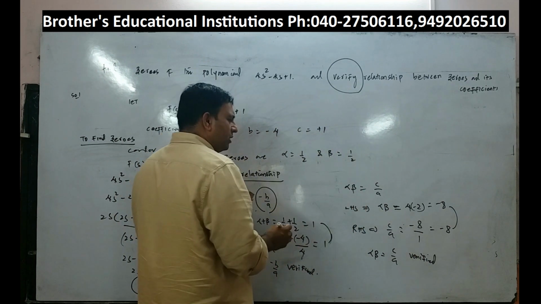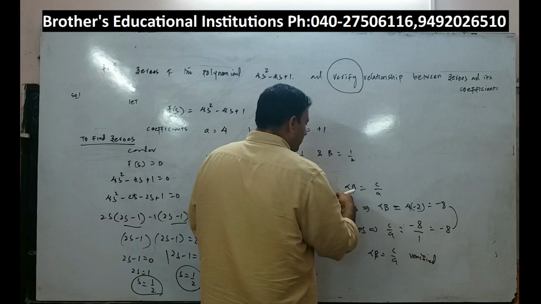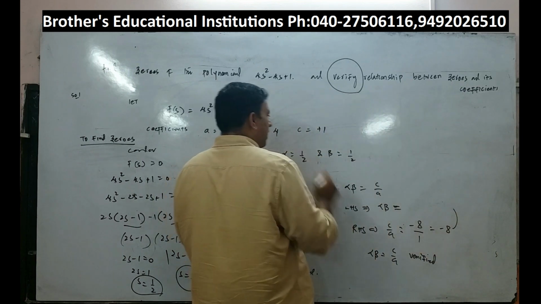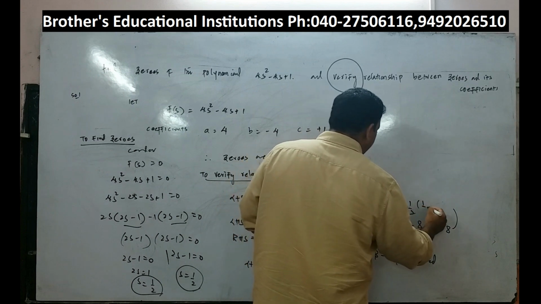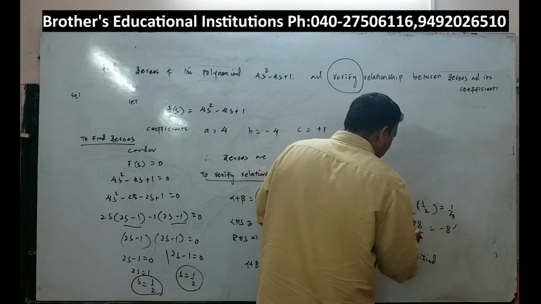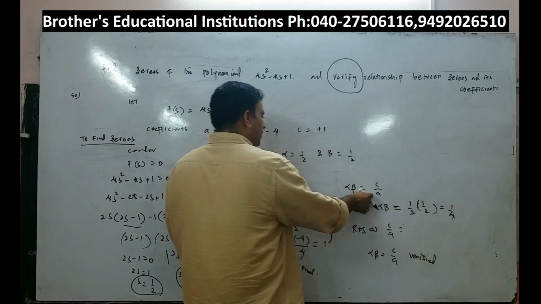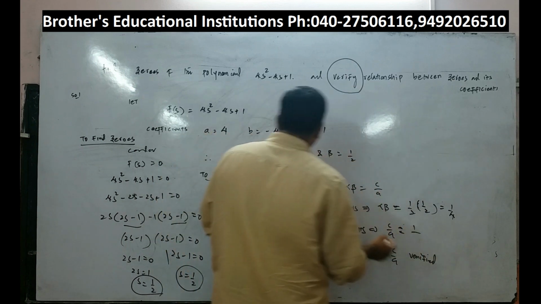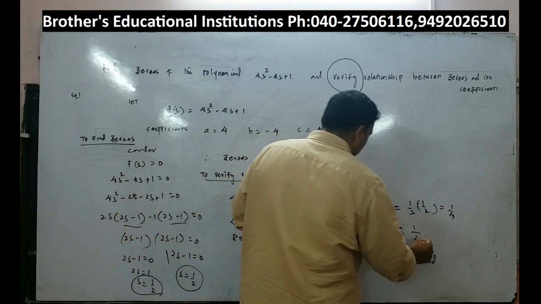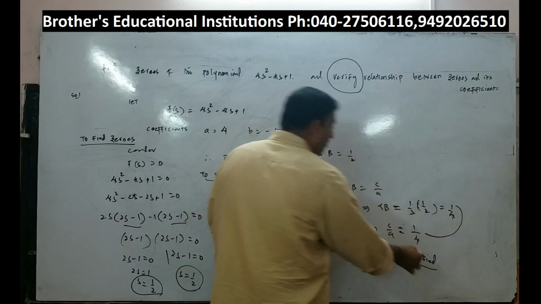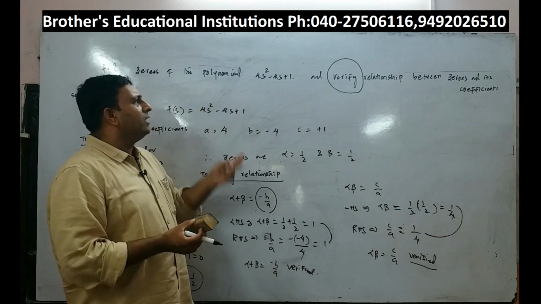Now we'll go with the second relationship. What is the second relationship? Alpha beta is equal to c by a. What is alpha beta? LHS. Now I will write the alpha value. What is the alpha value? 1 by 2. What is the beta value? 1 by 2. 1 by 2 into 1 by 2 will be what? 1 by 4. Now let us go with RHS. What is RHS? c by a. What is the value of c? Plus 1. By what is the value of a? Plus 4. Now don't you feel 1 by 4 is equal to 1 by 4? So alpha beta is equal to c by a. Verified. So is it clear to you?